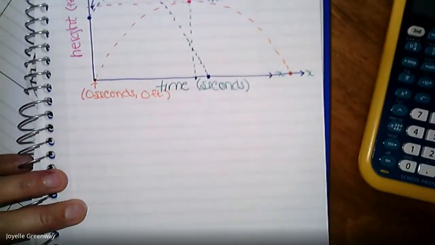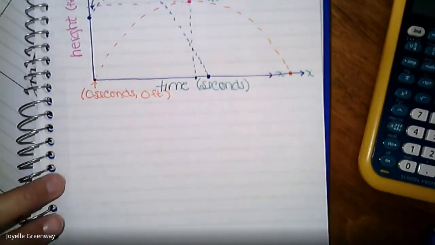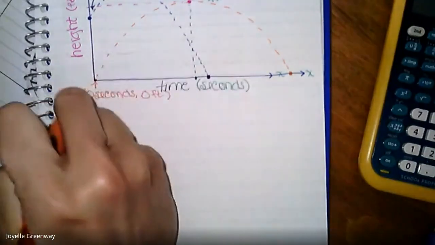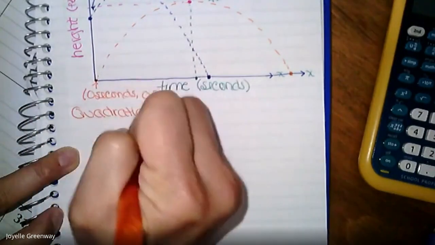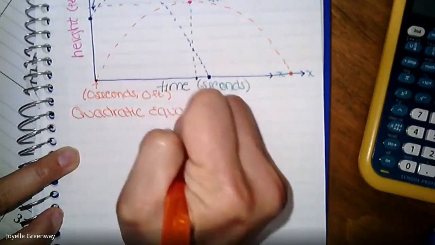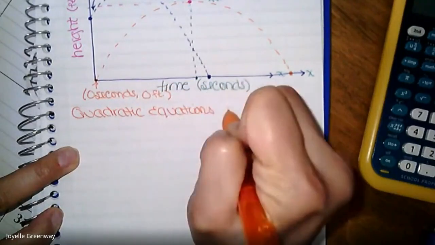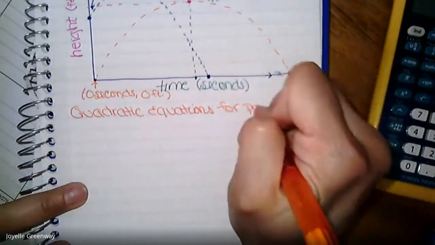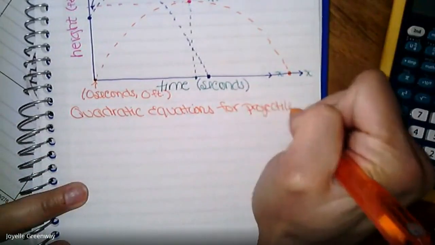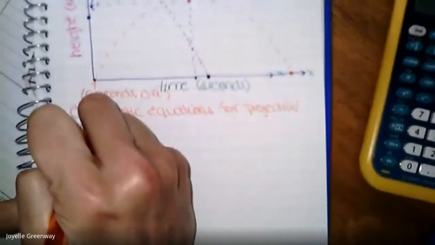So let's talk about the quadratic equation for projectile motion. Your quadratic equations are sometimes called vertical motion, so projectile or vertical.